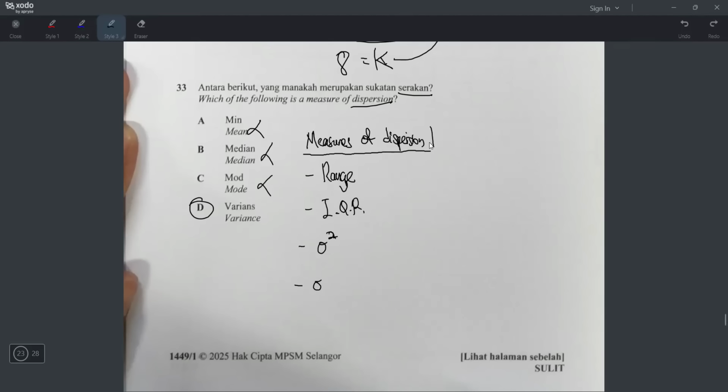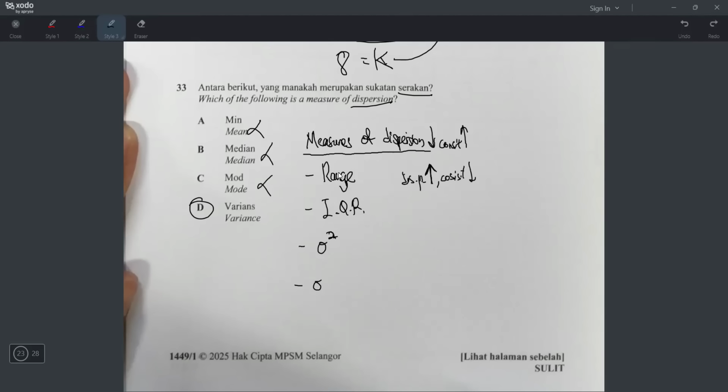If the dispersion is very small, that means the data is very consistent. If your dispersion is very big, that means less consistent. Okay, understand? So if your dispersion answer is very big, it means less consistent. But if your dispersion is very small, it means very consistent. So for example, if your range is very small, that means very consistent.